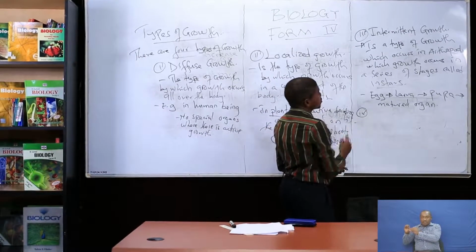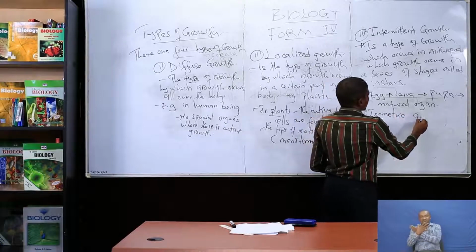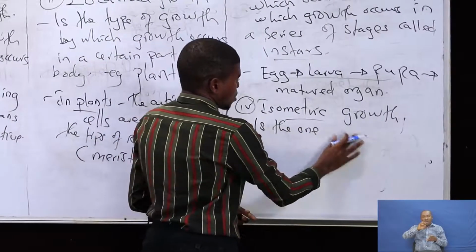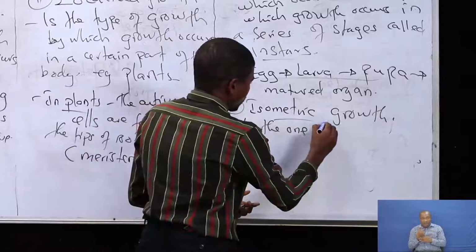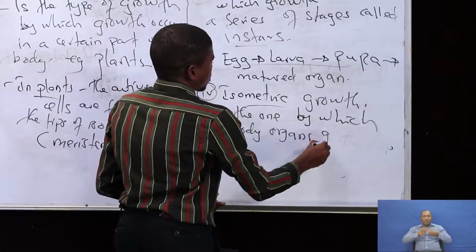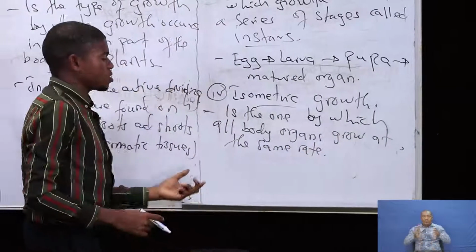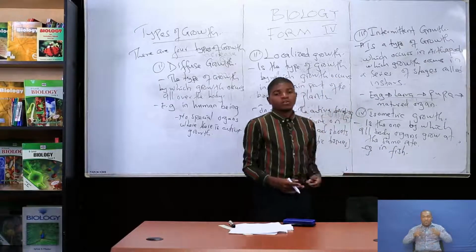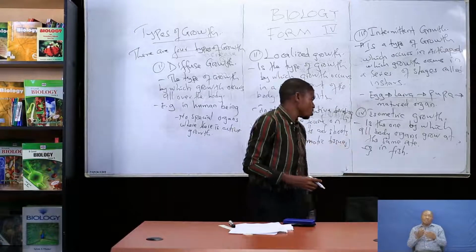The last one is called isometric growth. Isometric growth is a type of growth whereby all body organs grow at the same rate. All body organs grow at the same rate. This takes place in fish. The rate at which the tail grows is equal to the rate at which the head grows. So it is called isometric growth.